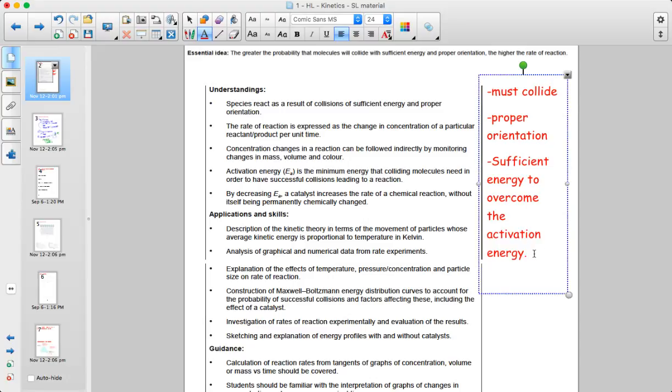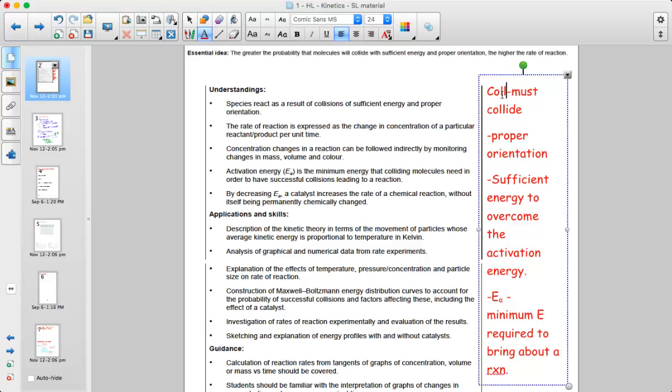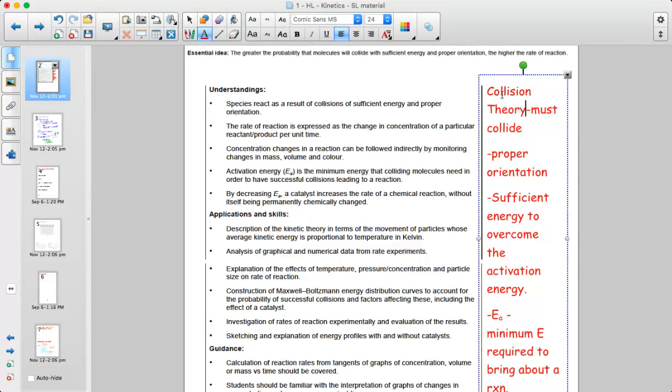The activation energy is often abbreviated as E sub A, energy of activation, and it's the minimum energy required to bring about a reaction. Okay, so those are the points of collision theory, and you've probably covered them before, but that was just to make them a little bit clearer. Theory is what that's called.